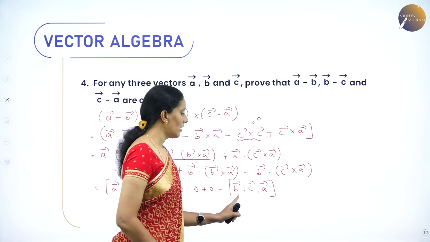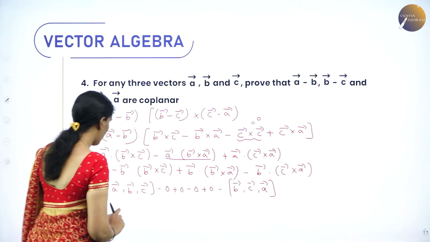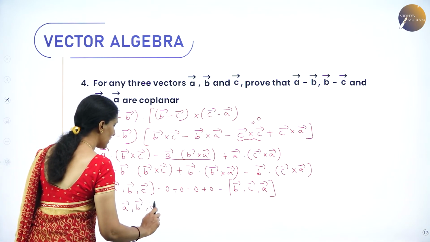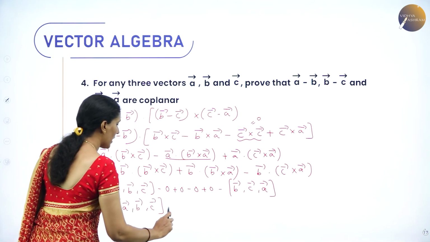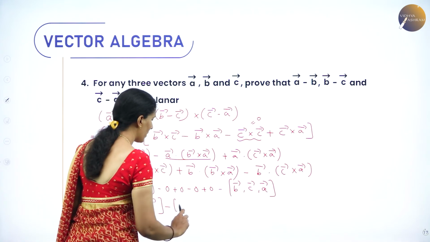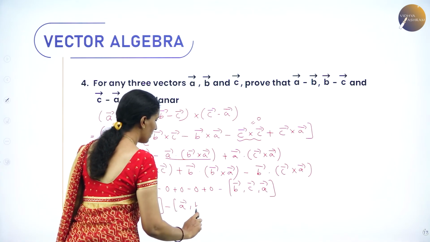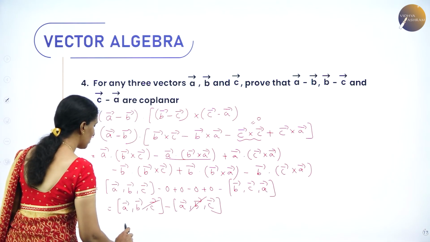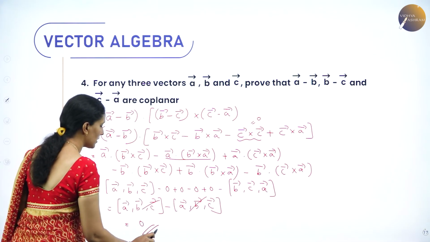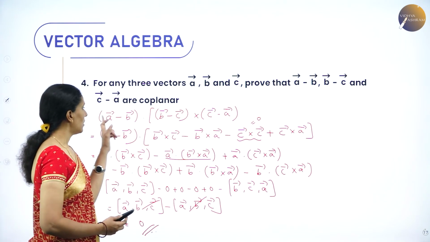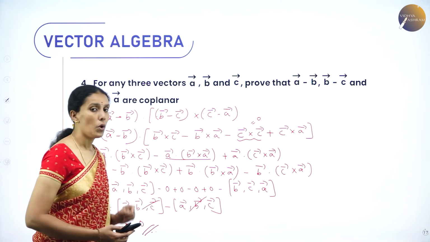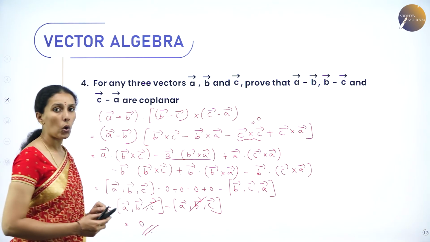We know that they are cyclic. So therefore I can write this as a, b, c minus b, c, a, which can also be written as a, b, c. So which gets cancelled. So therefore the value is equal to 0. Since the scalar triple product of these three vectors is 0, we can say that they are coplanar.